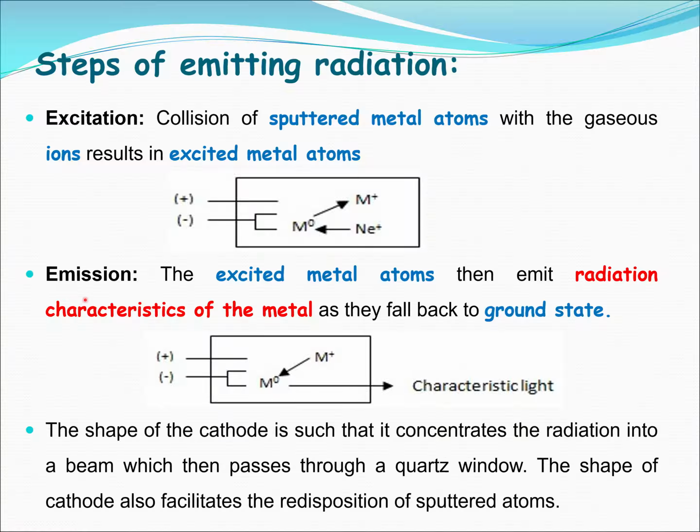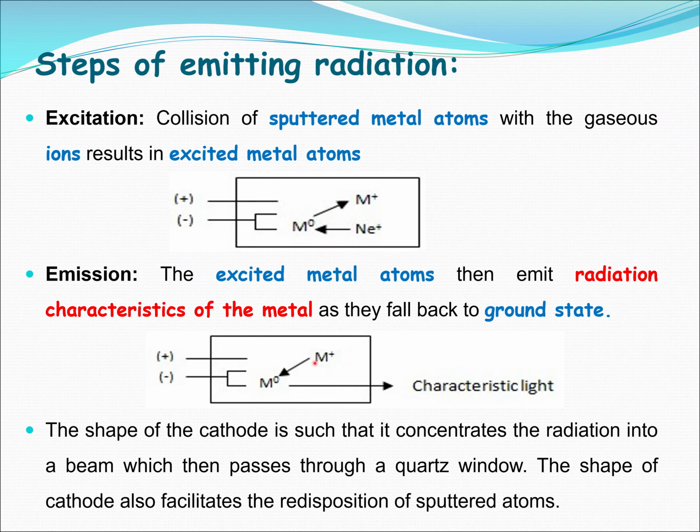The last stage is emission. The excited metal atom then emits radiation characteristic of the metal as it falls back to the ground state. So you can see here it will again come into the ground state because this is the excited state, which is very unstable, and it will again come into the ground state.